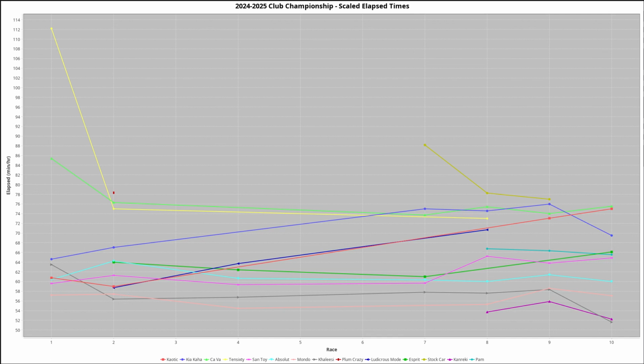Kia Kaha looked very good, although she declined a little towards the end of the season. 1060, the yellow one there, started off with a howler, very slow, but was then able to come up with some consistent results for the rest of the season. So this is the raw data, the elapsed time, into which we feed the handicapping algorithm.